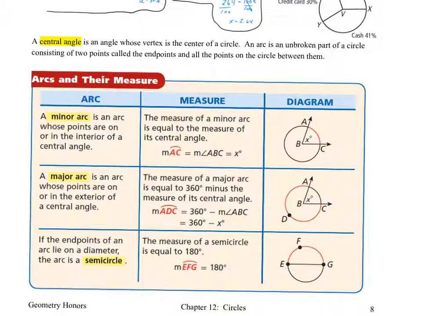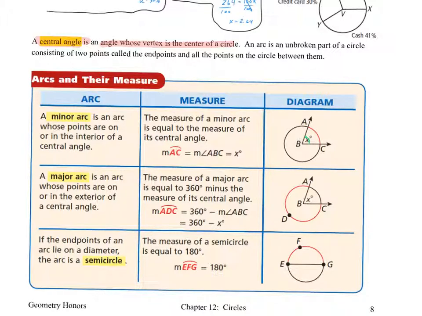Here's some vocabulary words for you. So first we have central angle. Central angle we already saw was 360 divided by n, but it's an angle whose vertex is the center of a circle. So for instance, here we have a central angle that I marked in green because the vertex is the center of the circle.